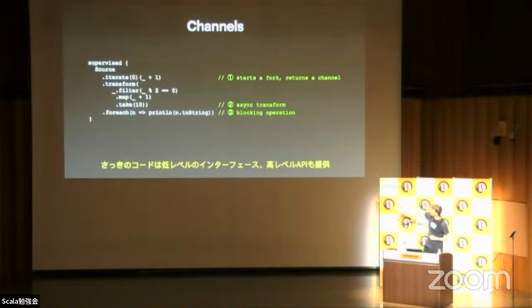Each method such as iterate or transform creates a new virtual thread which runs these operations in the background, right? So source.iterate actually creates a new virtual thread which will produce consecutive natural numbers on the channel which is returned as a result. Transform takes a channel, applies the transformations to these elements, and anything that's produced by these transformations will be produced to the return channel. And then we've got a for each blocking operation which consumes each element of the channel in a blocking way.